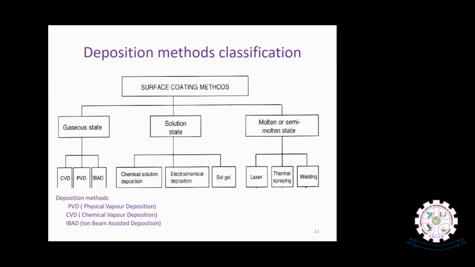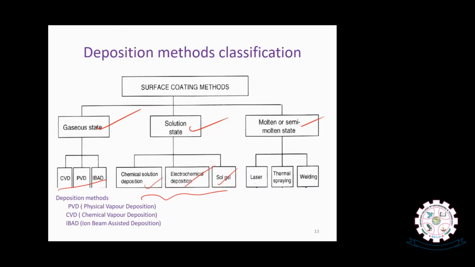One is called the gaseous state, another is the solution state, and another is the molten or semi-molten state. In the gaseous state, these are the techniques: CVD, that is chemical vapor deposition, PVD, physical vapor deposition, and IBAD, ion beam assisted deposition. In the solution state, you have chemical solution deposition, electrochemical deposition, and sol-gel methods. Of course, this is a broad classification I am telling.